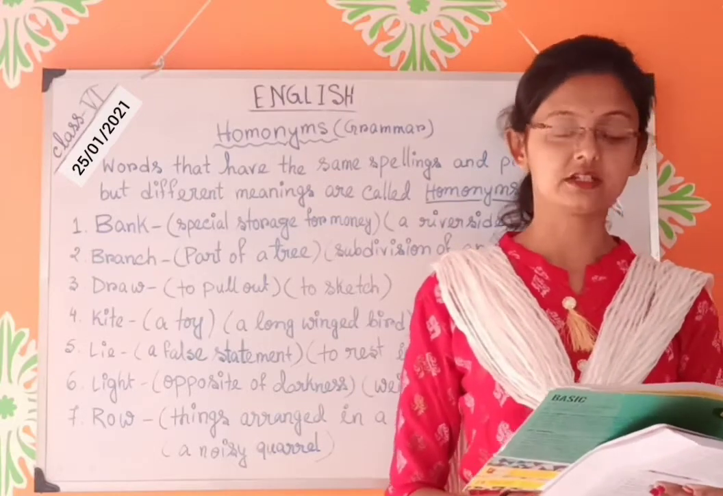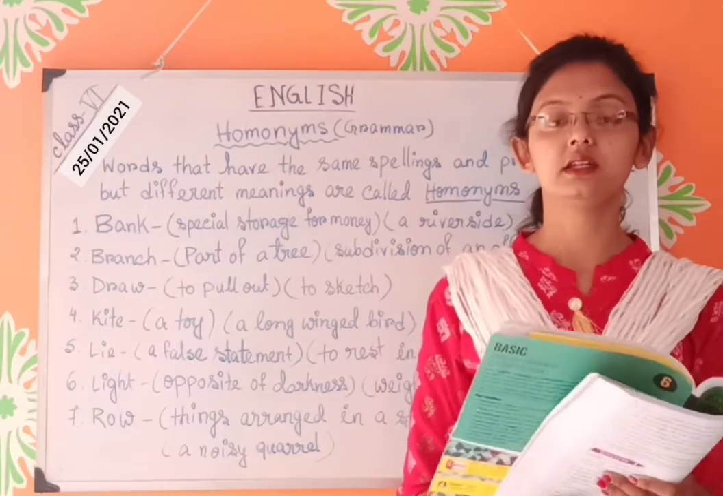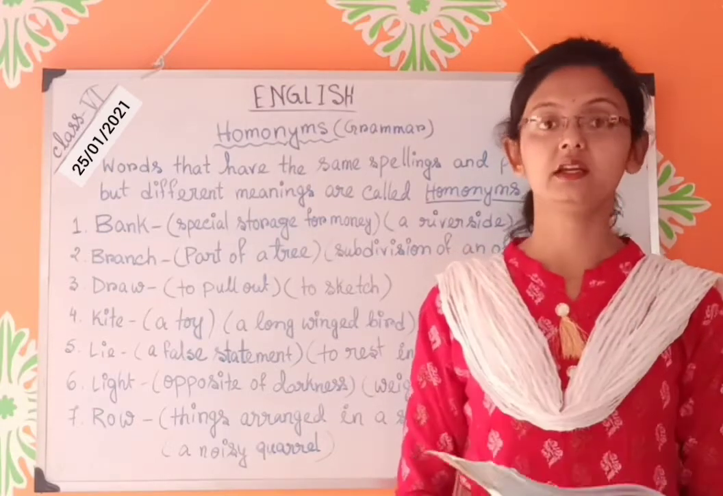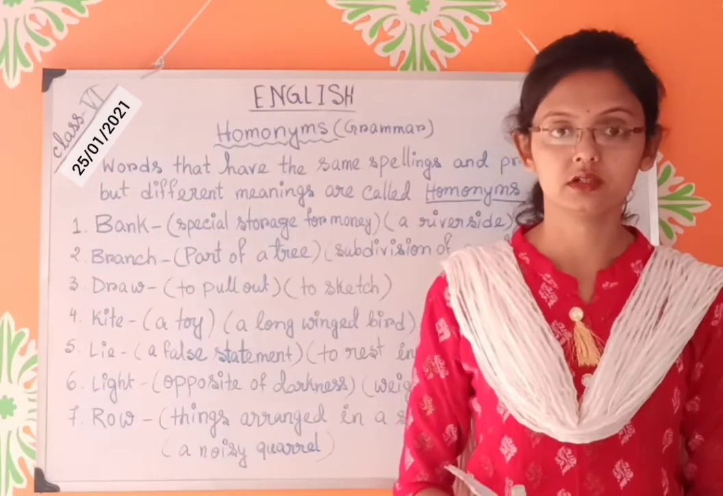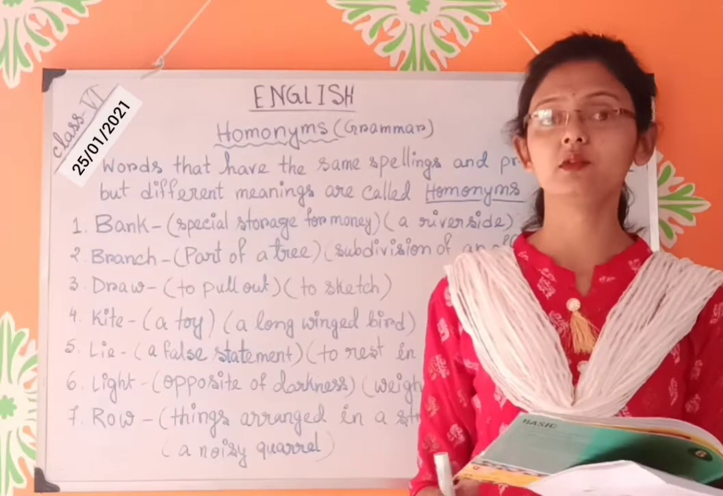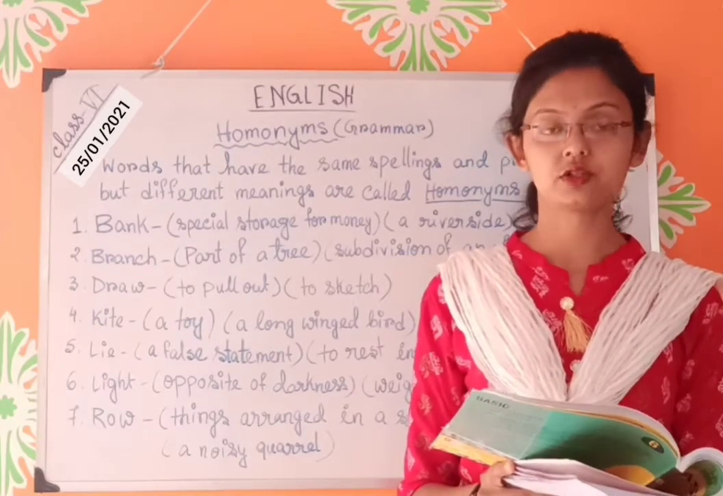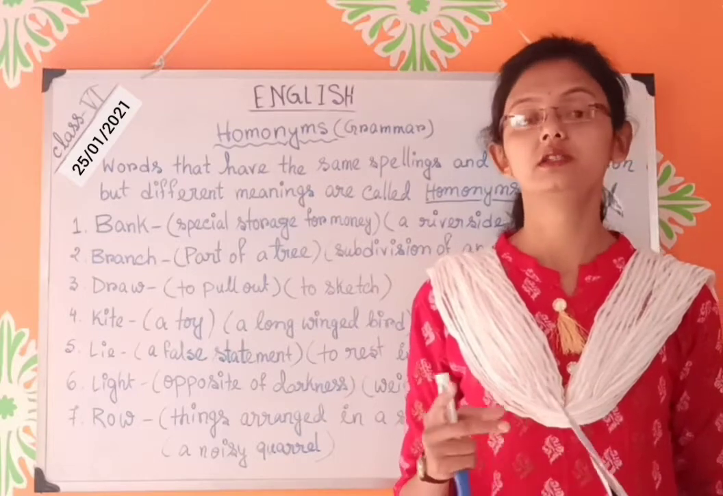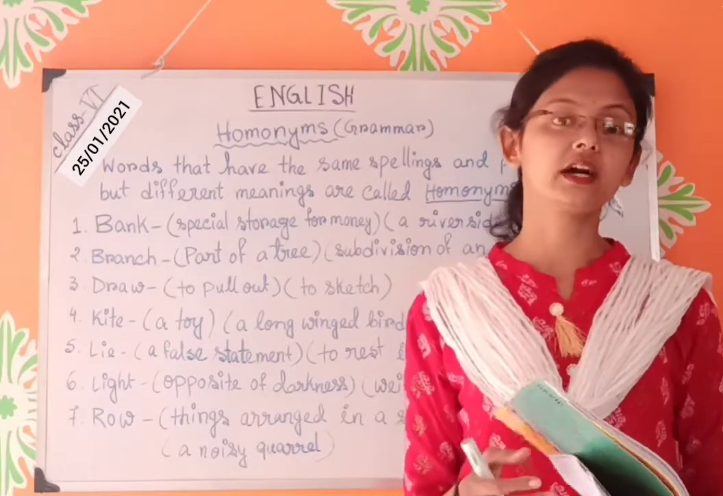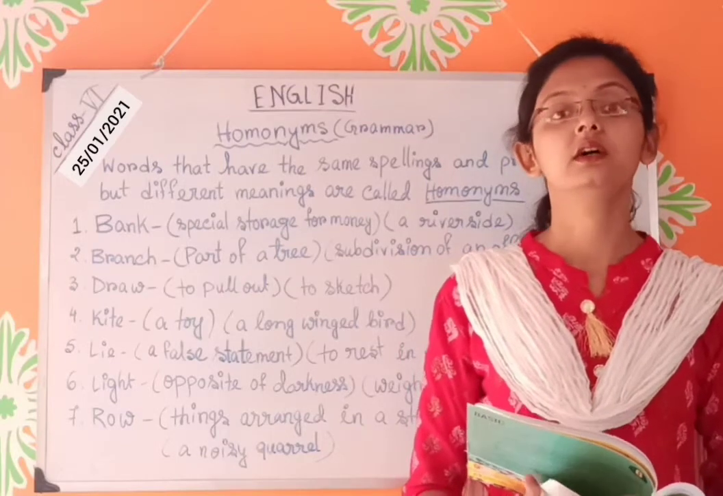Another word, kite, means a long winged bird. You see the birds flying above our head sometime in the sky, and they are long winged. Among other birds in the zoo, we also saw a kite. So these two kites, one kite shows a toy and another kite represents a bird.